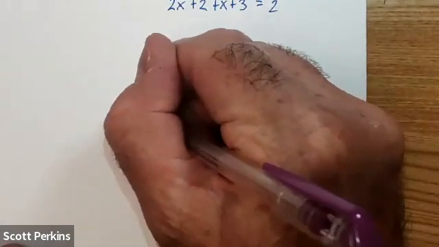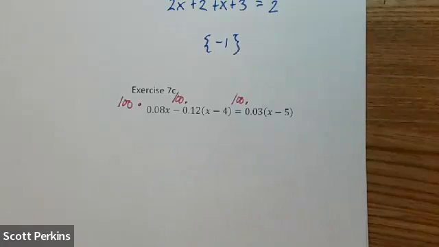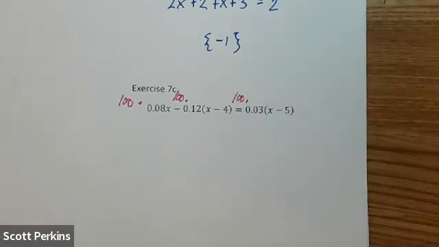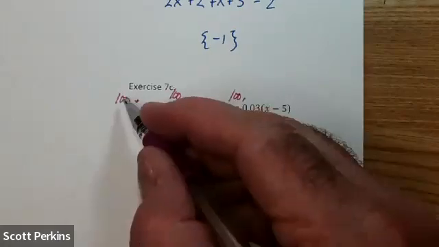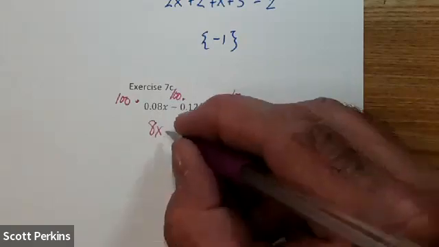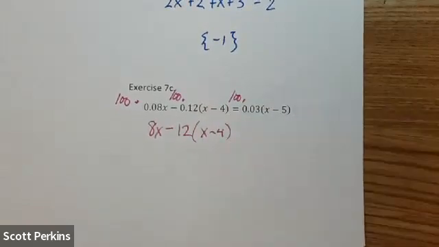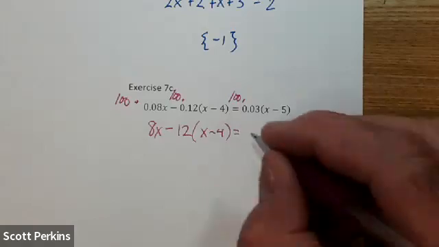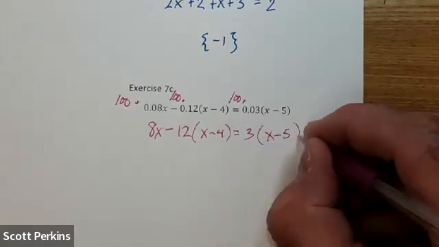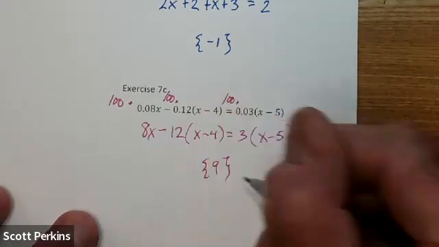So on this one, we would multiply by 100 on each of these. And again, once you do that, it turns into a pretty tame problem. We've done so many of these now. 100 times 0.08, your calculator will tell you that that's 8x. Minus 100 times 0.12 is 12 in parentheses x minus 4. Equals 100 times 0.03 is 3 and in parentheses x minus 5. And then you could go do that problem and go to the finish line. From there, it's not the worst problem. And if you want to do that later, the solution set is going to be 9 on that one.